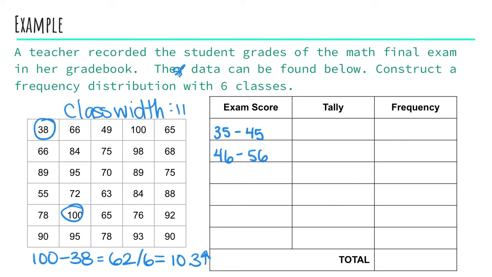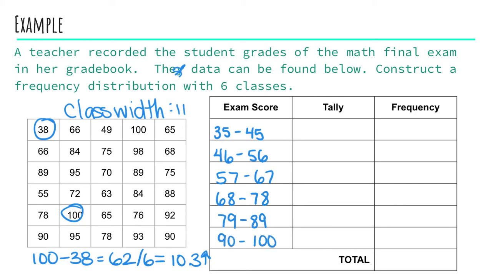The next class will start at 57 and go to 67. The next class will be 68 and go to 78. My next class will be 79 and go to 89. And finally, my last class will start at 90 and go to 100.